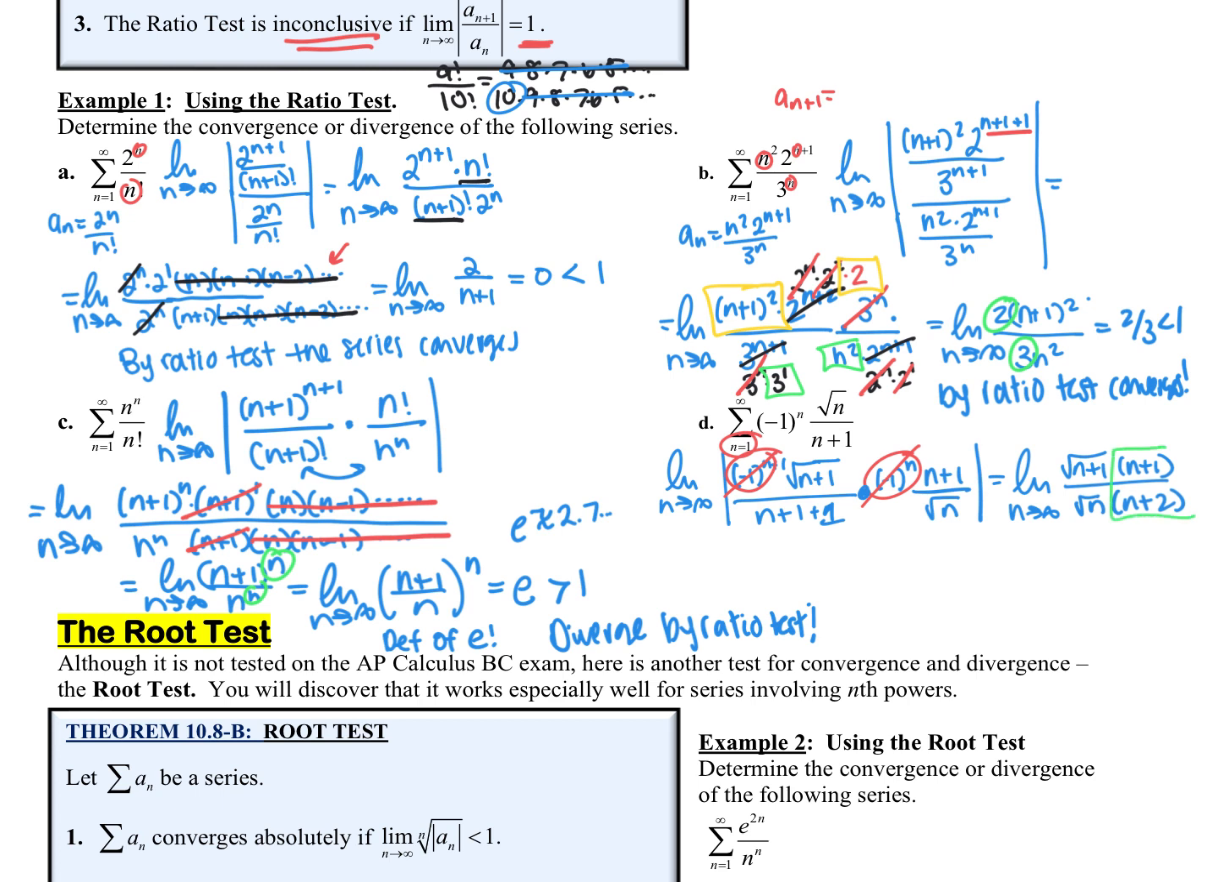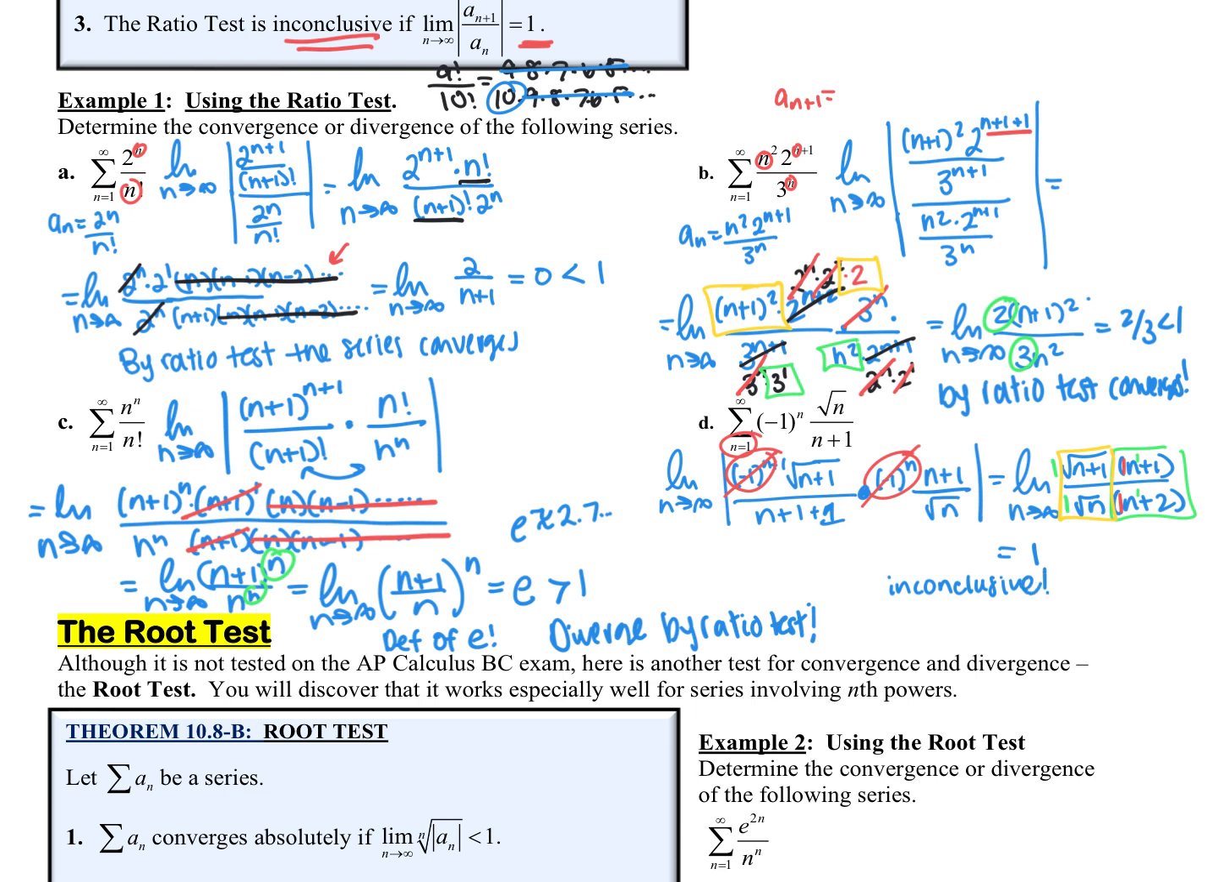This part here, both are degree 1, so the limit there will be the ratio of the leading coefficients, which is just 1. And then here, these are also growing at the same rate, square root of n, and so the ratio of leading coefficients is what we'll be looking at there. So here, our limit is just equal to 1. So unfortunately, the ratio test is inconclusive here.